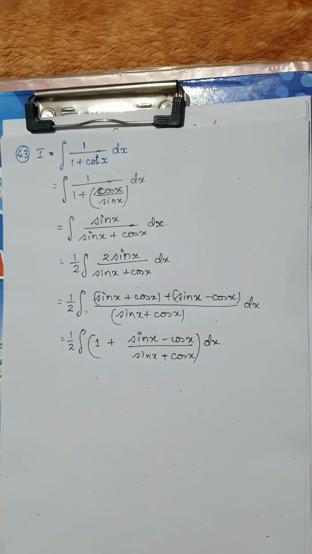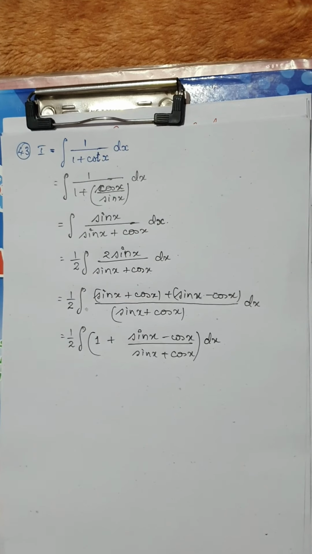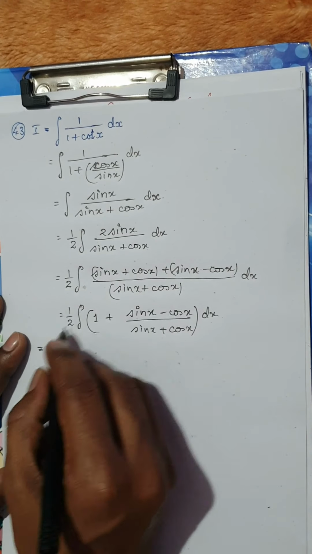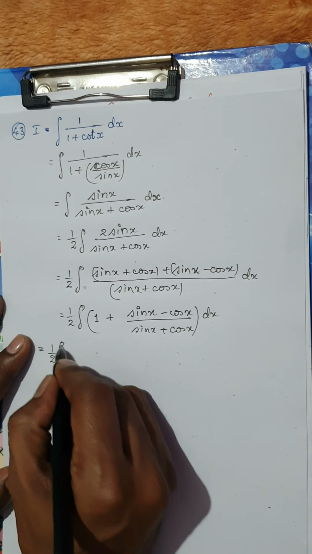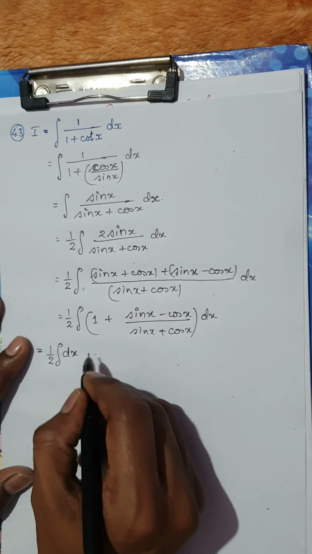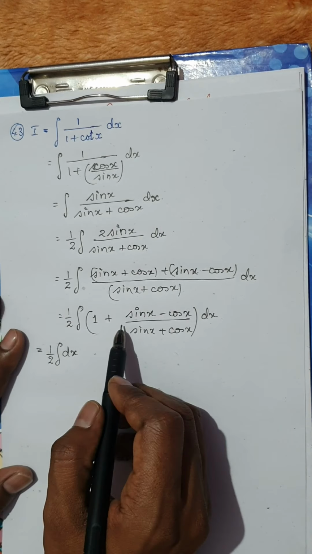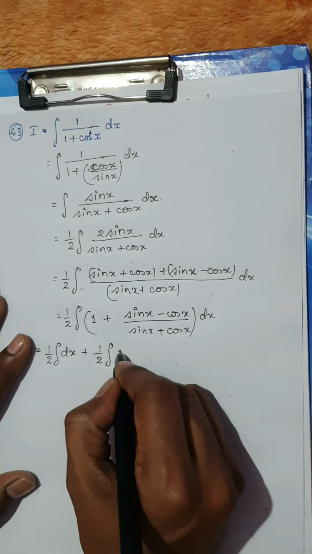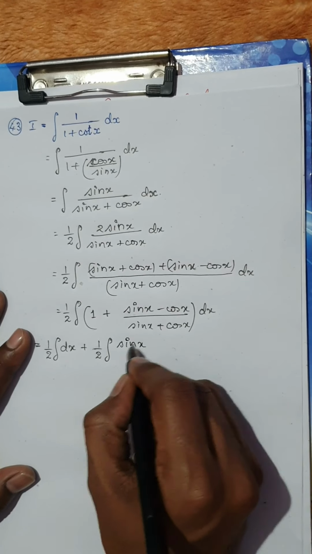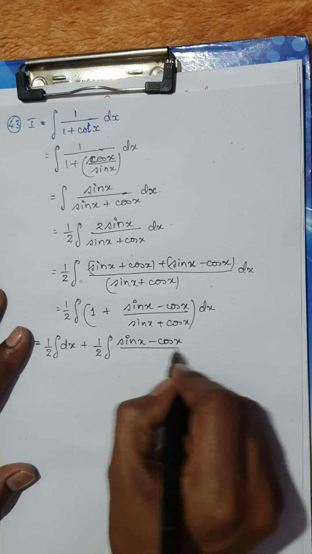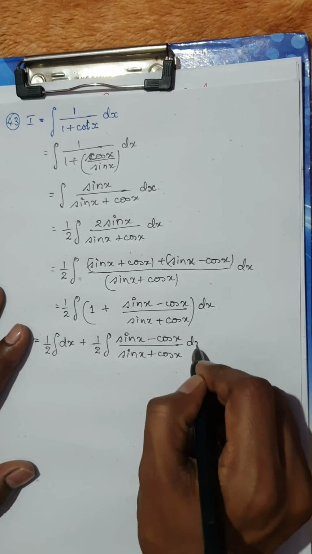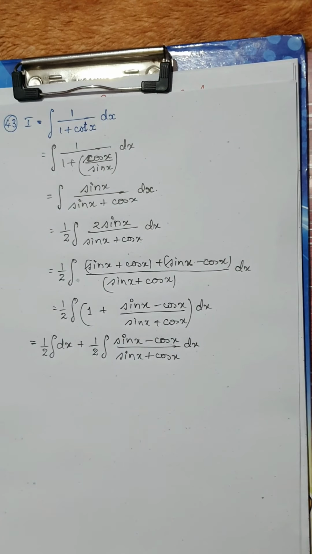Okay, so let us split the integral, and now I am going to take the substitution. Half of the integral of 1 into dx is just dx. Remember, this half is taken for both the terms. So plus half of the integral of, remember, I have sin x minus cos x divided by sin x plus cos x dx. So until now what I made is just the arrangement.